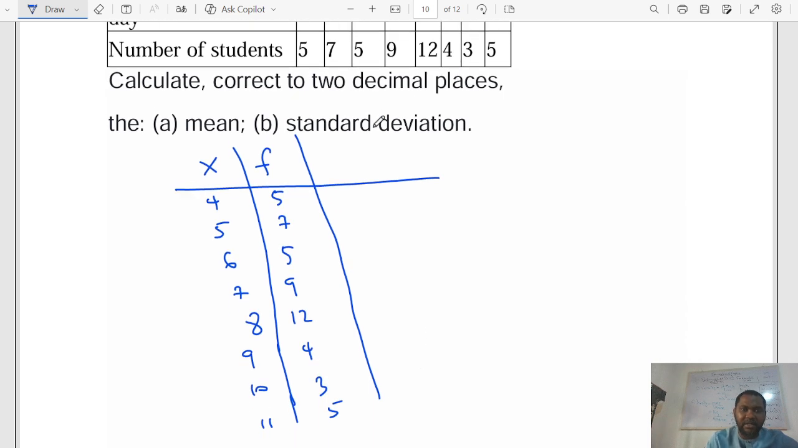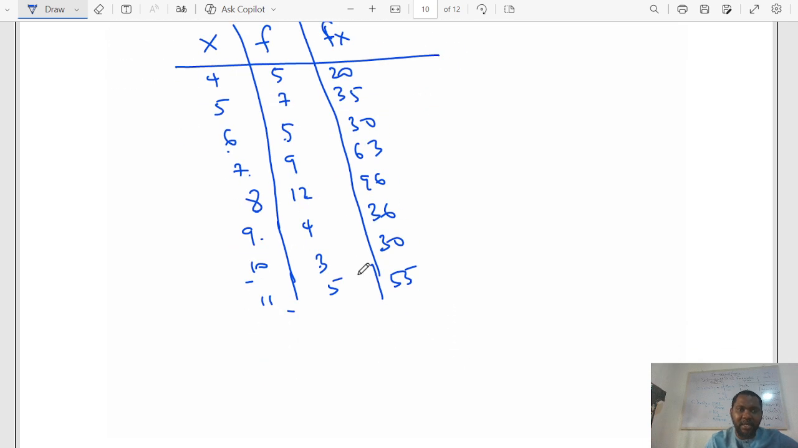Then, of course, to find the mean, we need to find fx, okay? So frequency times x: 4 times 5 is 20, this is 35, 6 times 5 is 30, 7 times 9 is 63, 8 times 12 is 96, 9 times 4 is 36, 10 times 3 is 30, 11 times 5 is 55. Here we add all the frequency, and this is 50, the total number of students.